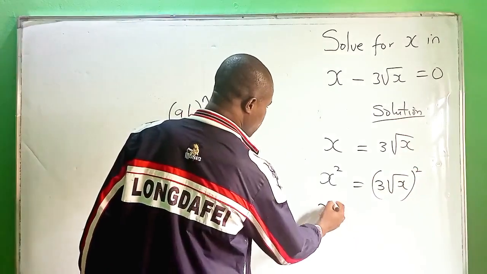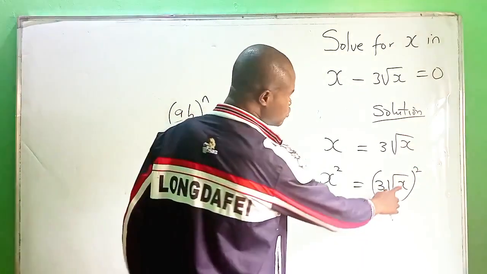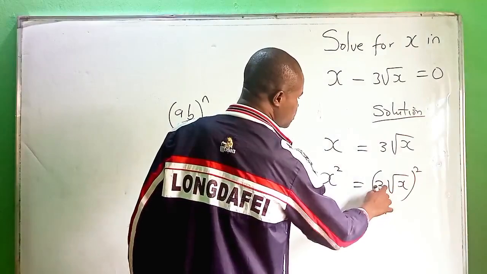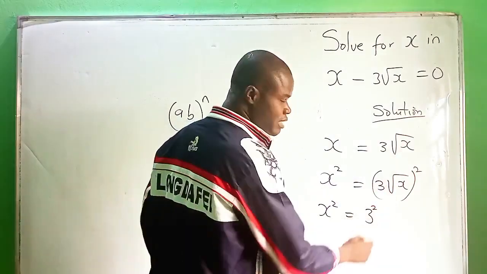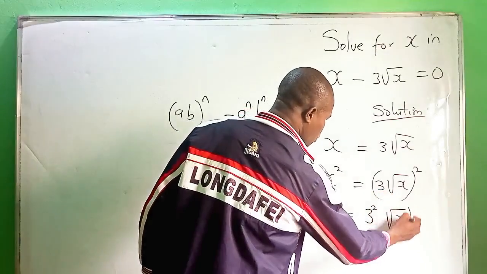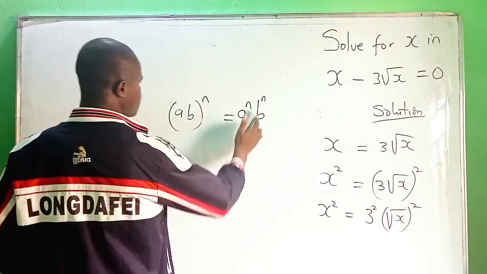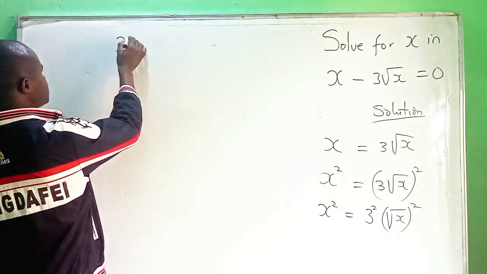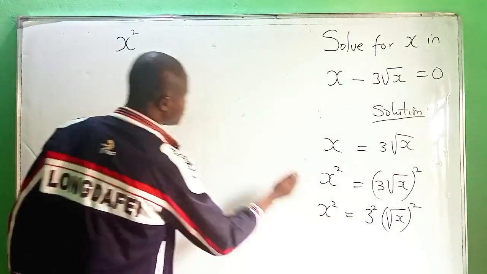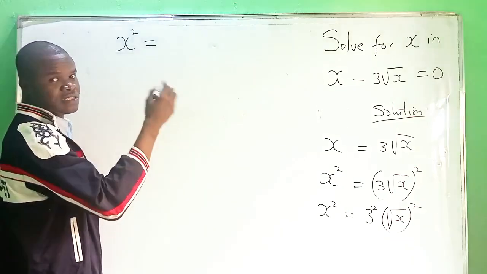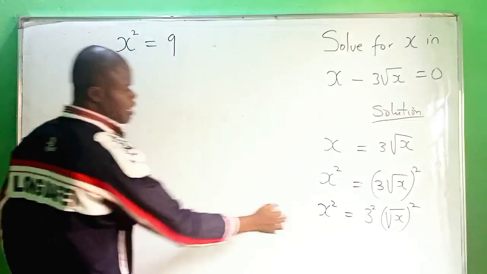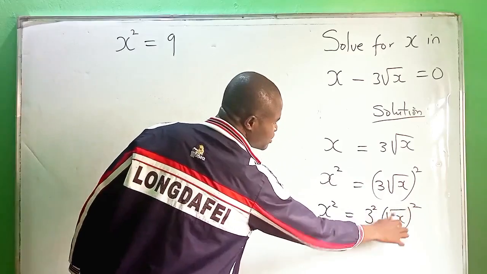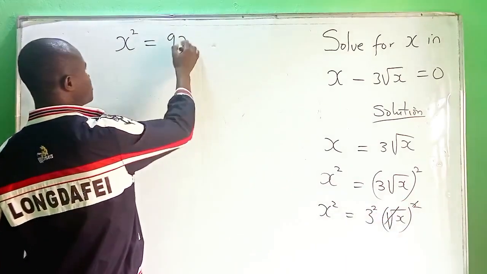So this becomes x squared is equal to, we're going to distribute this square to 3 and to square root of x. So this square on 3 becomes 3 squared. And then this is square root of x all squared. Okay, so this is x squared. This is equal to 3 squared, means 3 times 3, that is 9. And then for this term here, the square root, we cancel the square. So we are left with x.